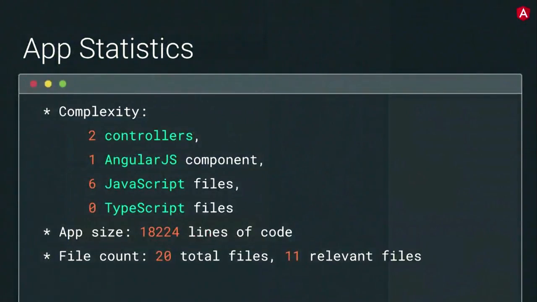Next, we provide app statistics. In this case, it's best if the user knows why they're receiving certain recommendations. We don't want to just look at it and poof, give you a recommendation. Most people won't believe that. So in this case, this application had 2 controllers, 1 AngularJS component, 6 JavaScript files, and 0 TypeScript files. It had about 18,000 lines of code, 20 total files, and 11 relevant files. All of this helped us determine the migration path ready for this application.